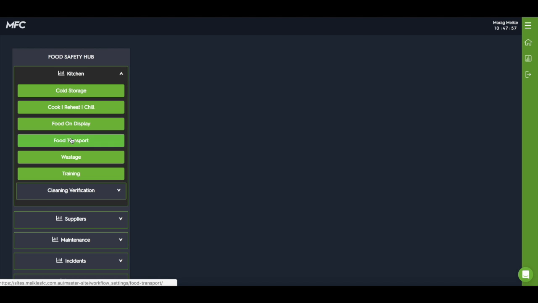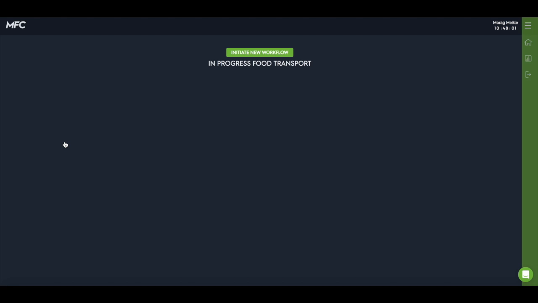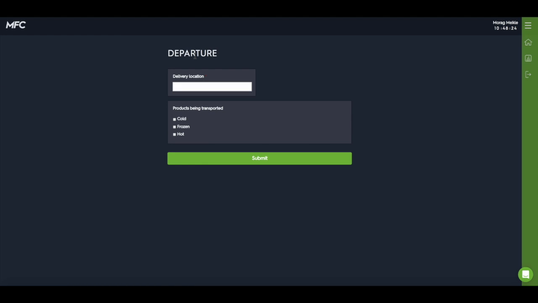Transporting food from one location to another is a common process, particularly when there's functions or the business works with distribution of foods across various sites. It's important to document and control the hazards associated with temperature control across those processes. So on the Food Safety Hub, food transport is a workflow, which means we come back to that same form a few times and then close that workflow out.